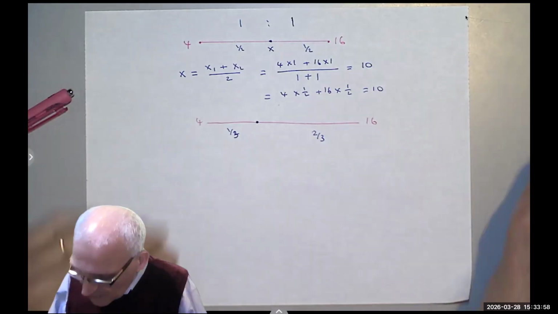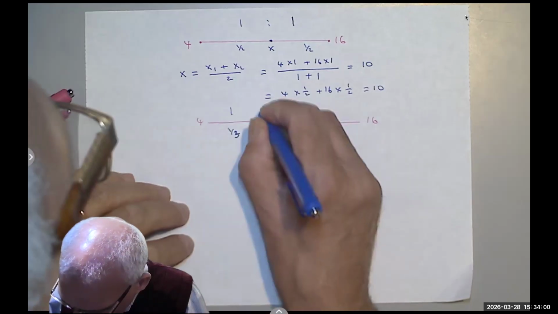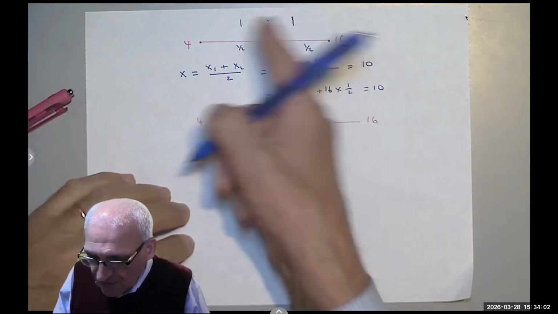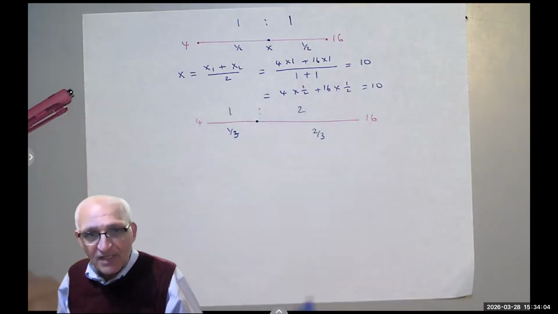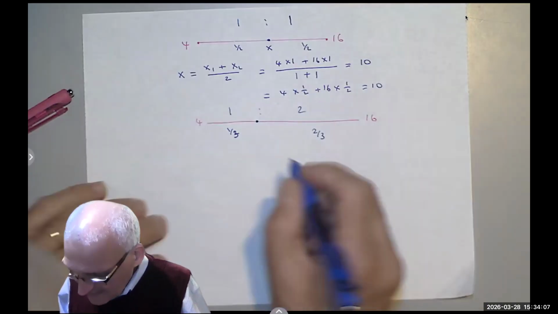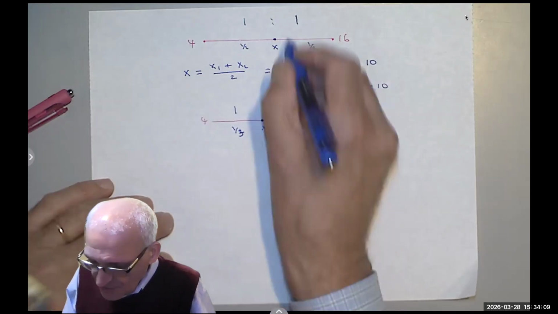Or you can say, I want them to be in the ratio 1 to 2, like we said here, 1 to 1, 1 to 2. See how easily I can find that x. Let's call it x1 since we called that x.